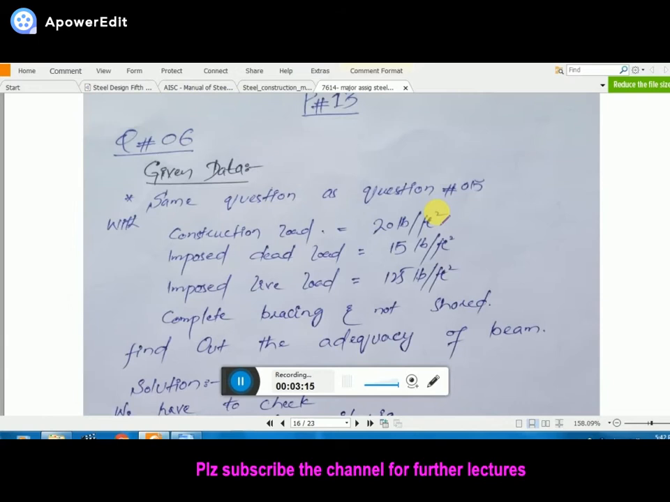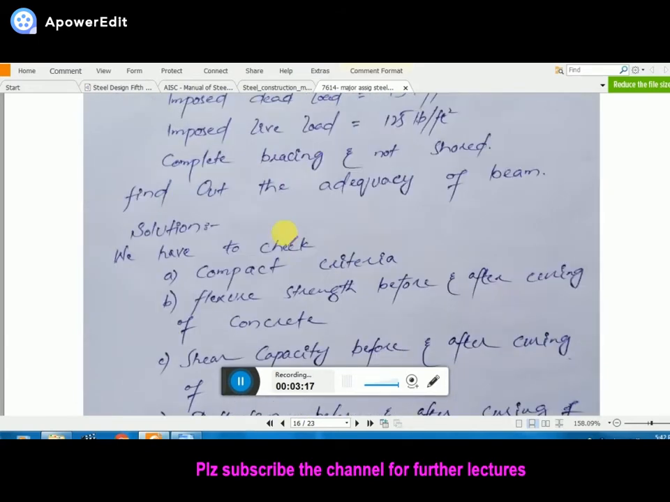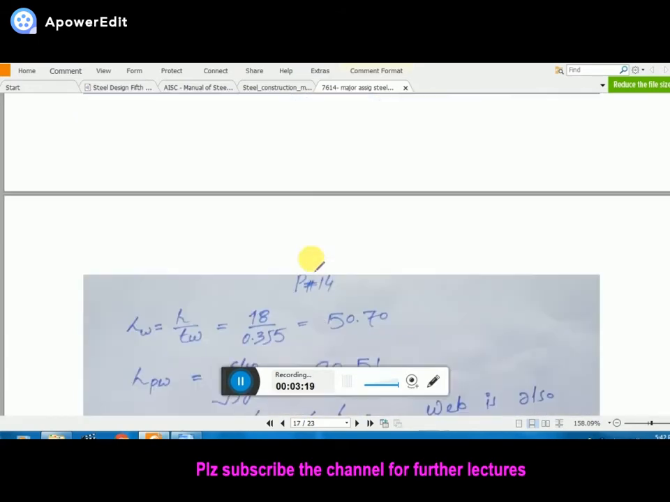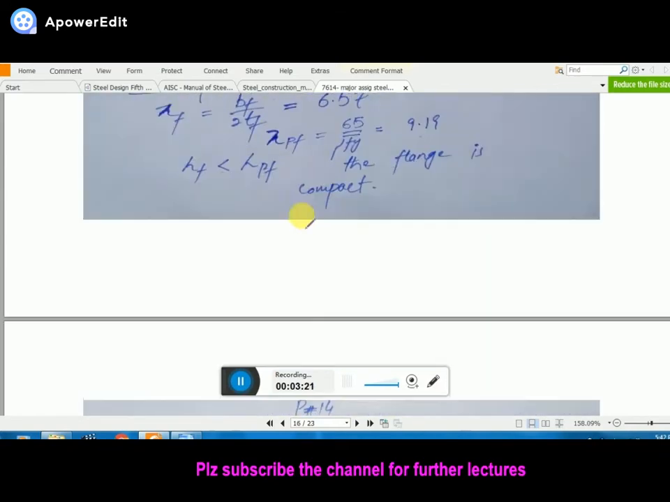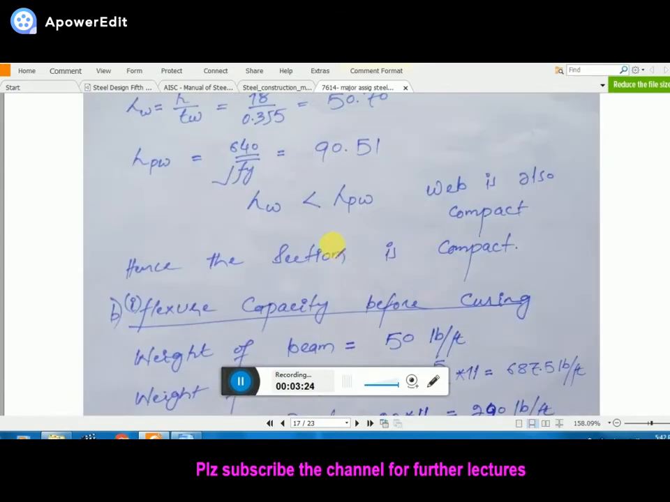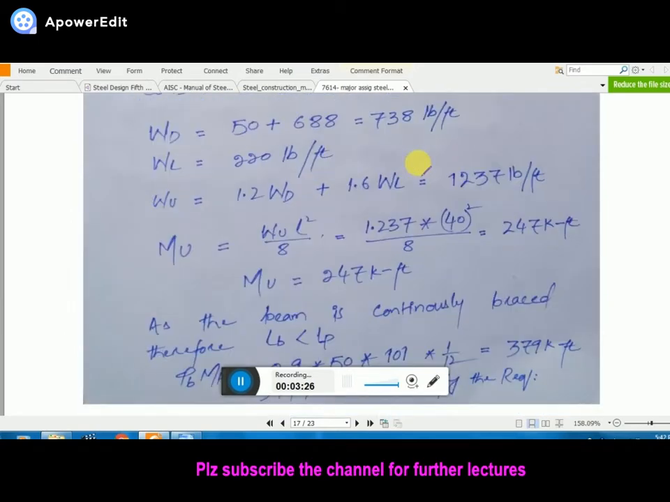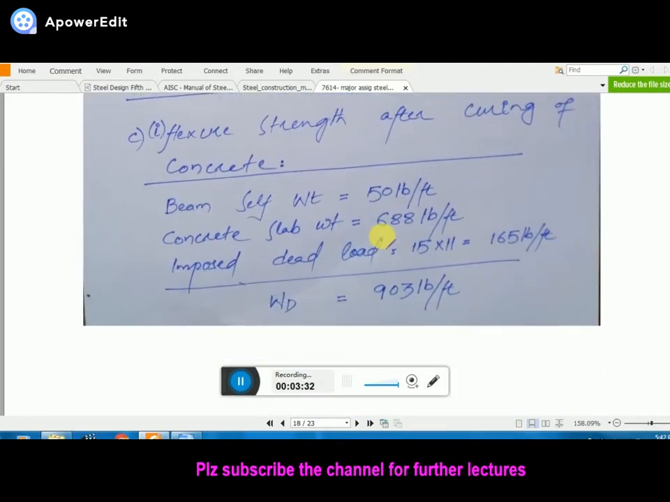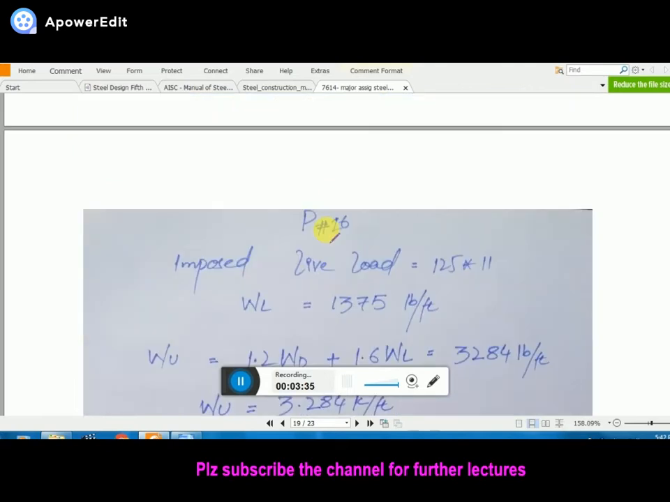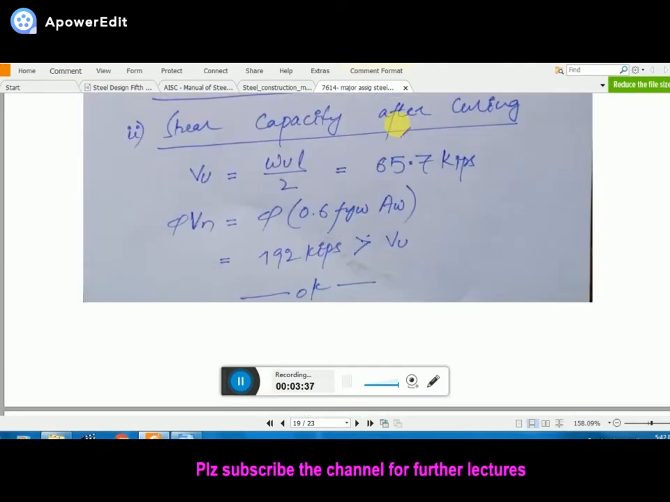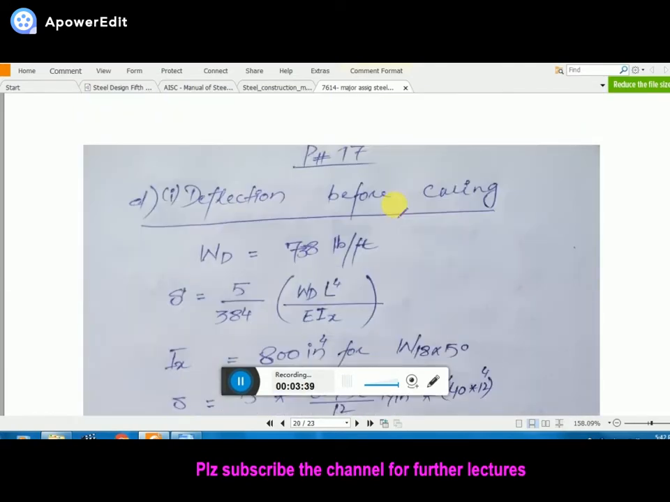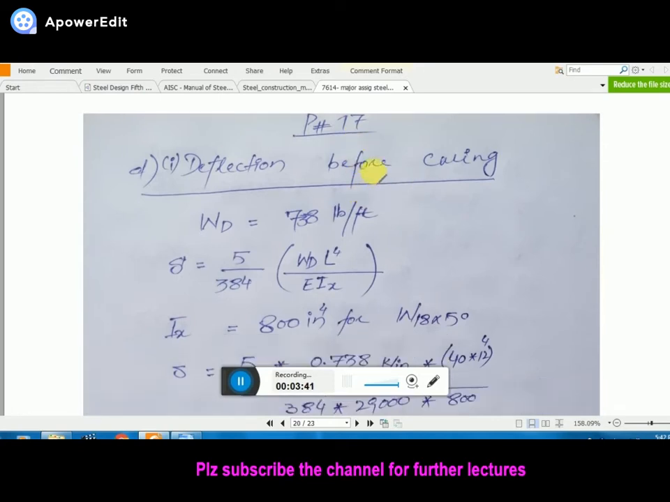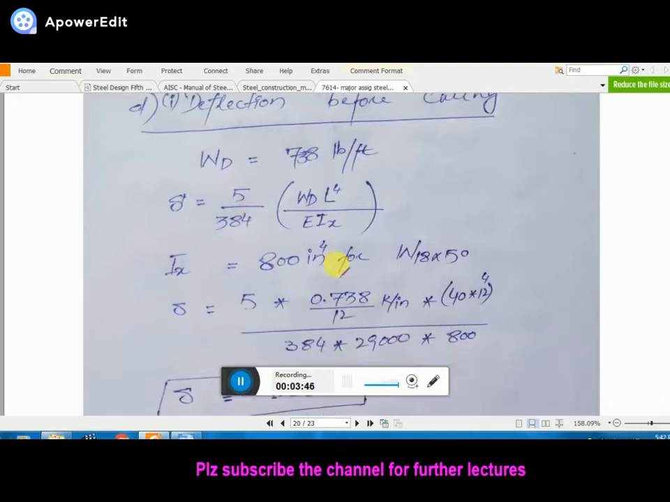So we start question number 6. Basically we cover all this portion. Clear? We check it for the compactness of the section, then we check it for flexure before covering and flexure after covering. We check it for shear before covering and after covering. Clear? Here you see flexure after covering and shear after covering. Now we start deflection. We check the deflection before covering. Clear? And we find the answer.